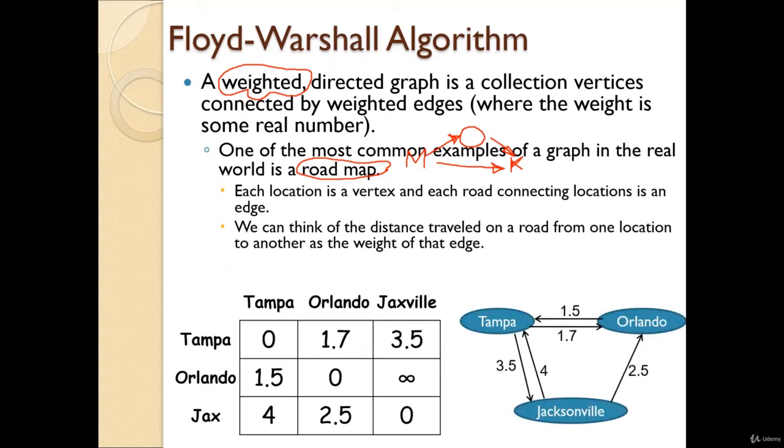Now, let's take this example. Tampa, Orlando, and Jacksonville have some edges connected between them. So, we will plot this 2D array over here and we will see which edge is not present. From Tampa to Tampa, is there any self loop? No, so it will be 0. Now from Tampa to Orlando, what is it? It is 1.7. Tampa to Jacksonville, right?